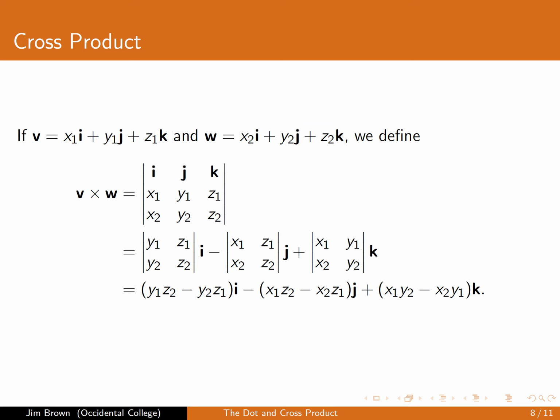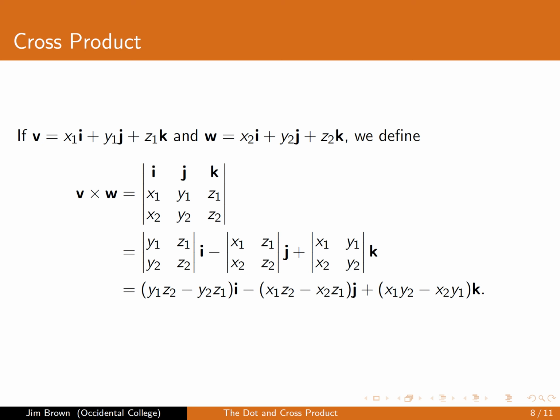So how we're going to define the cross product of our vectors is we take V and we write an X here, so V cross W. And now in the very first row, we're going to put I, J, and K. The second row, we're going to put the components of V. And the third row, we're going to put the components of W. And now we're going to calculate this just like we did on the last slide.